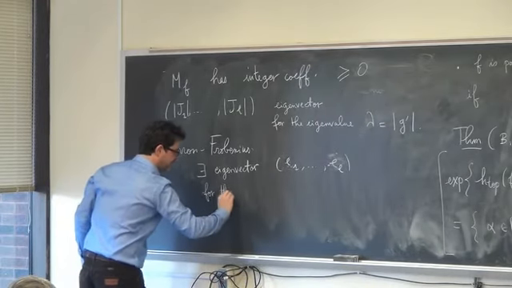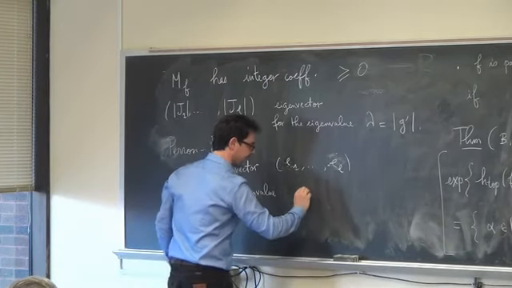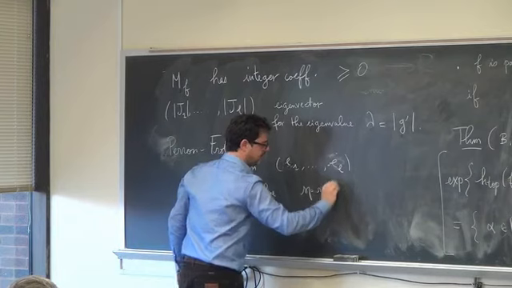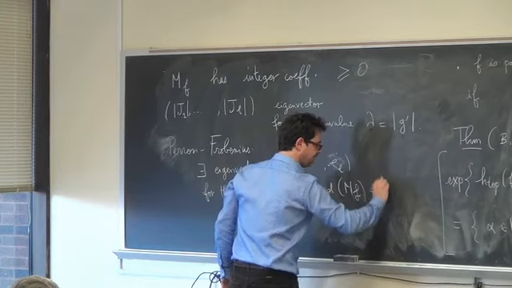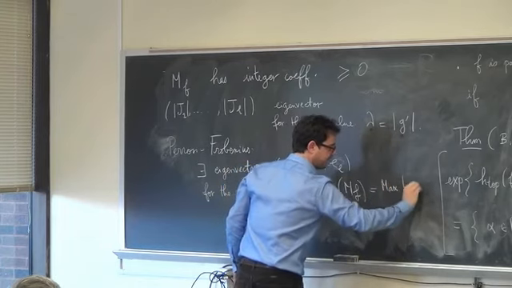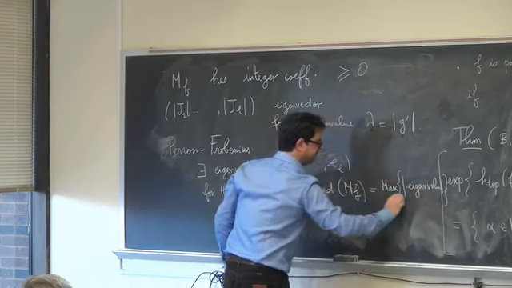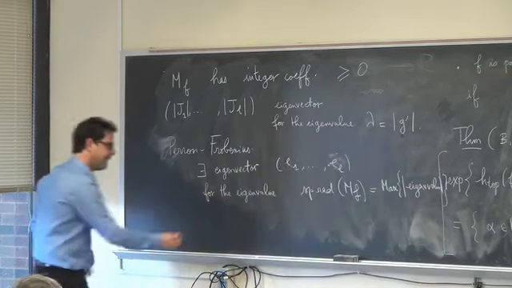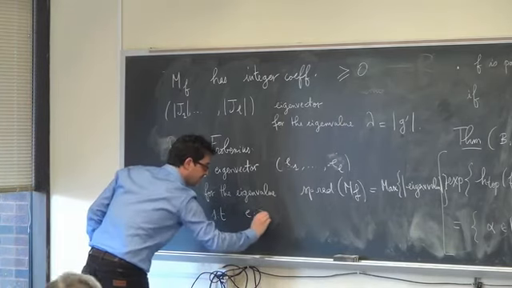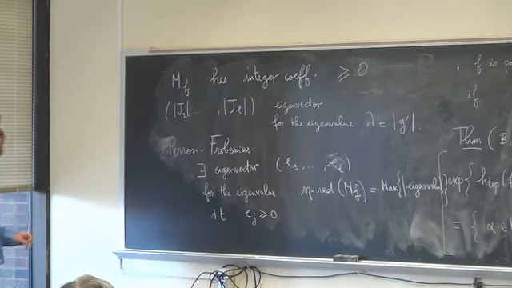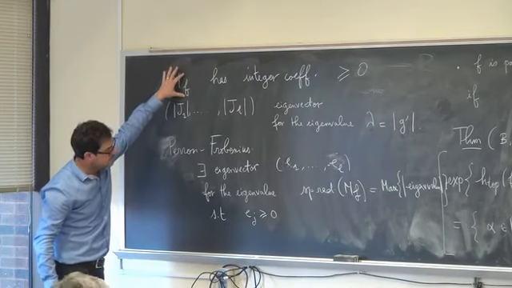For the eigenvalue, which is the spectral radius of F, that's the max of the moduli of the eigenvalues, such that the entries and the coordinates are positive. Okay, so this is just the theorem for this matrix, which is given by F.